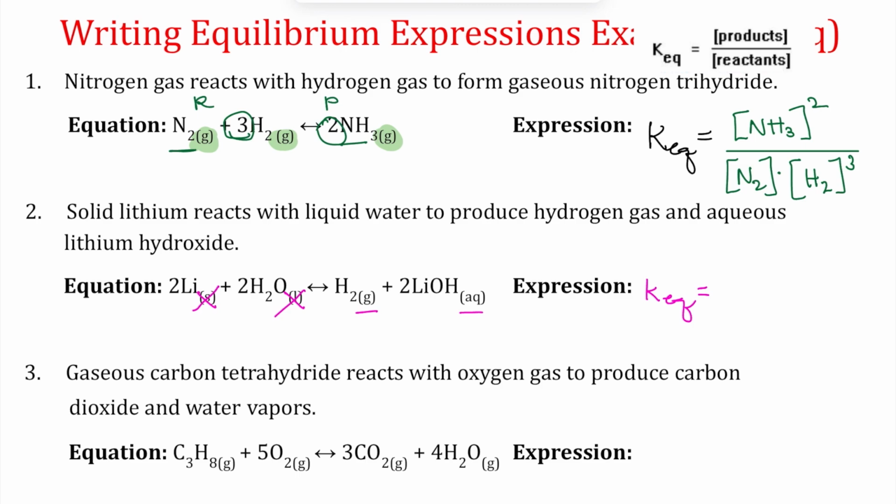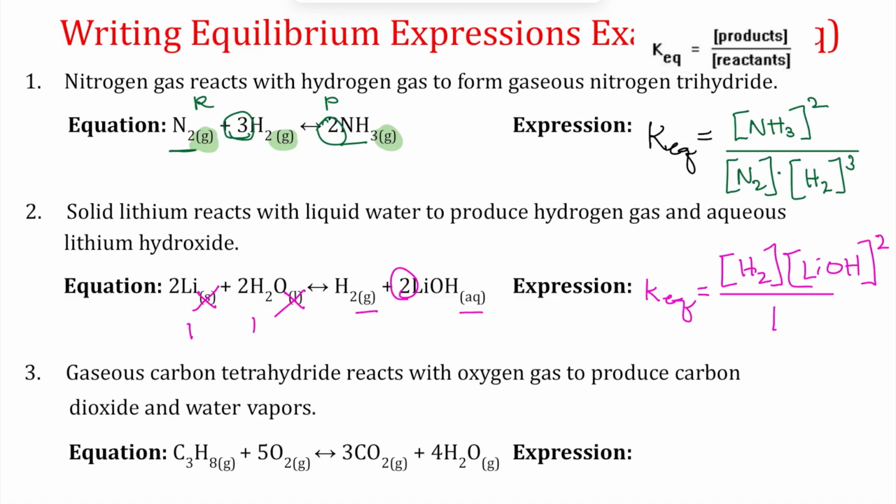As we're going through and writing our expression, we include the concentration of products over reactants. My products are hydrogen, so I'm going to include hydrogen, and my lithium hydroxide solution. That LiOH has a 2 in front, so that's going to become an exponent. And then what's going to go on the bottom? Well, really, these have concentrations of 1, and so those aren't going to vary, so that's why we put a 1 in the denominator.